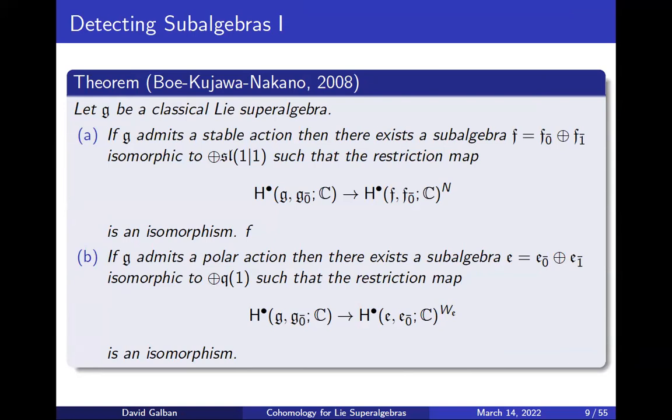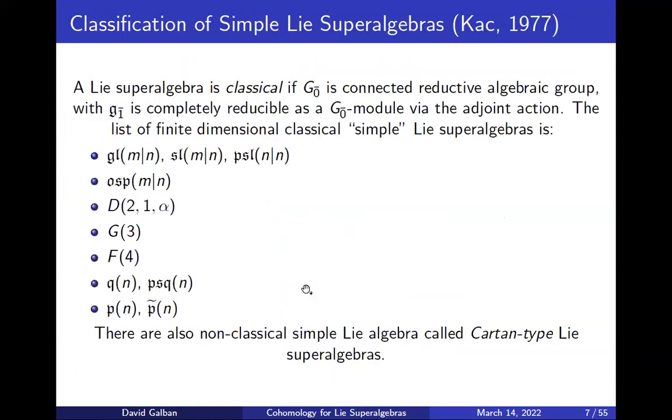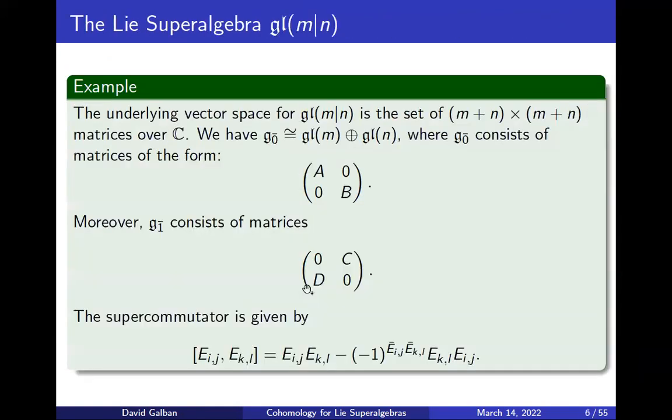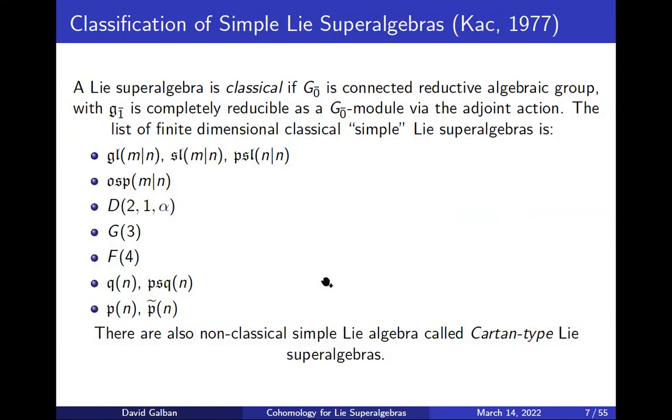Of F0 and F1, which is going to be isomorphic to a sum of copies of, actually, I'm sorry, I think I skipped a slide here. Yeah, I'm sorry about that.